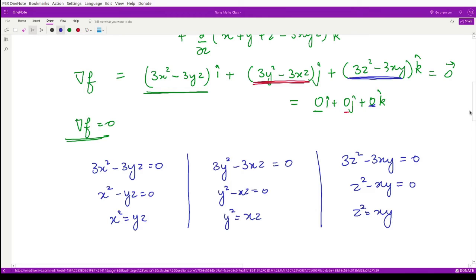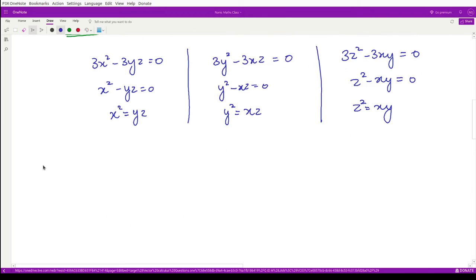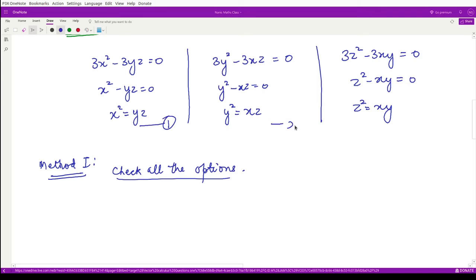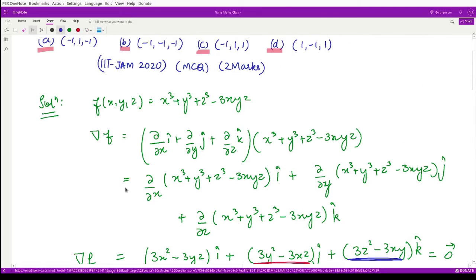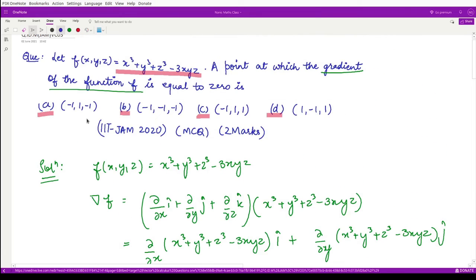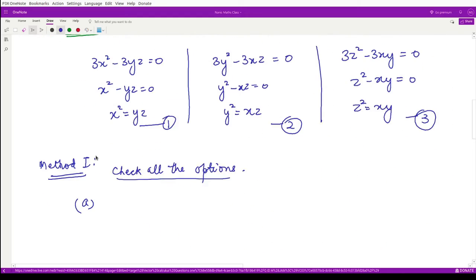Right? Now you have two options from here. So you have method number 1. In method 1, what you can do is check all the options here and see which option satisfies all these three equations simultaneously. Right? So let me do that for you. The first point, for the first option, is given to be minus 1, 1 and minus 1. So let me substitute it here.